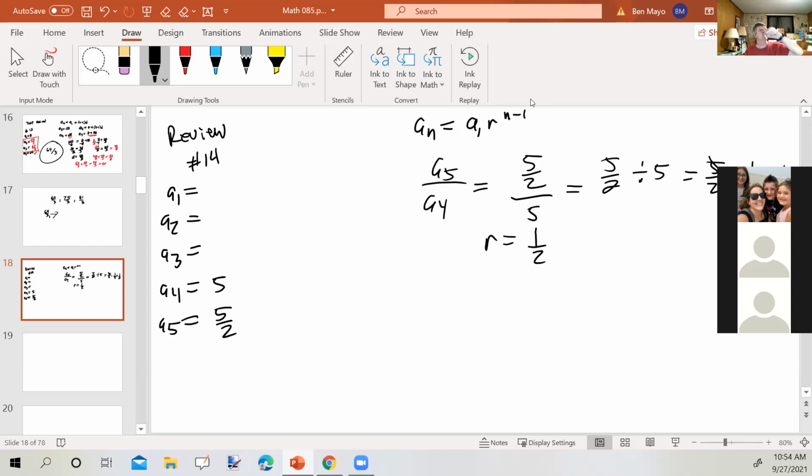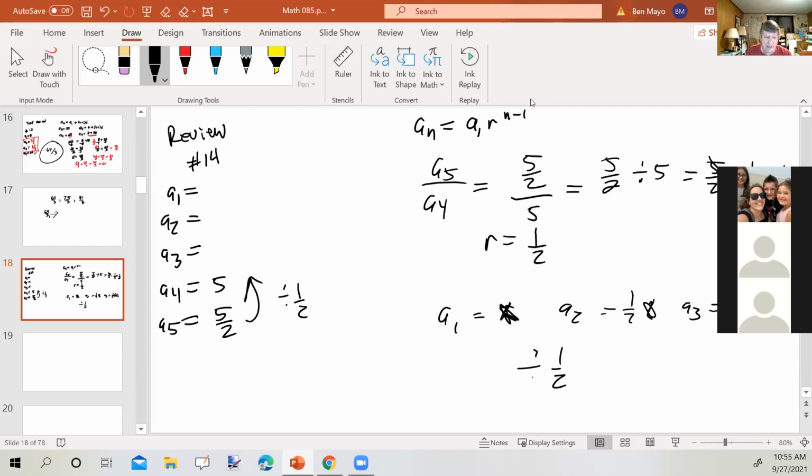All right. Now, we've got to think backwards. Let's say a sub 1 equals star. A sub 2 would be 1 half times star. A sub 3 would be 1 half times 1 half star, etc. So moving forward, you're multiplying each term by a half. Moving backwards, instead of multiplying by a half, you would be dividing by a half. But dividing by a half is the same thing as multiplying by its reciprocal, 2.